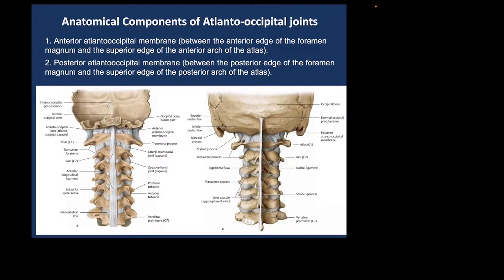And some ligaments fix these atlanto-occipital joints. This is the anterior membrane between the anterior arch of the atlas and the basilar part of the occipital bone, and there is also the posterior membrane between the posterior arch of the vertebra and the occipital bone.